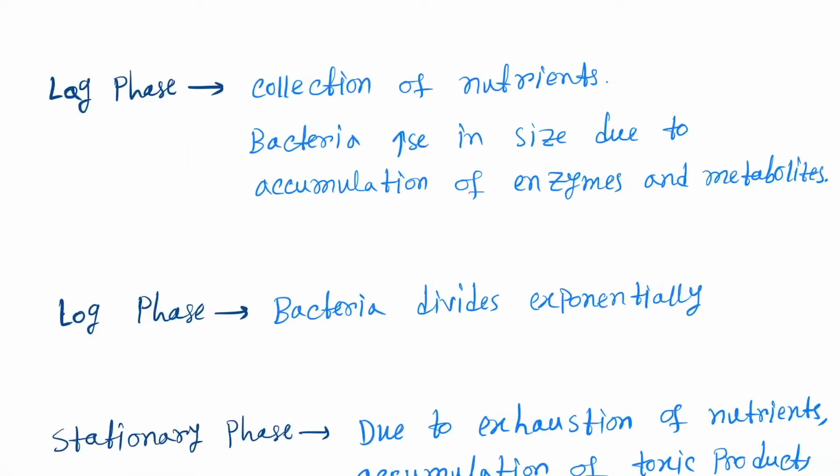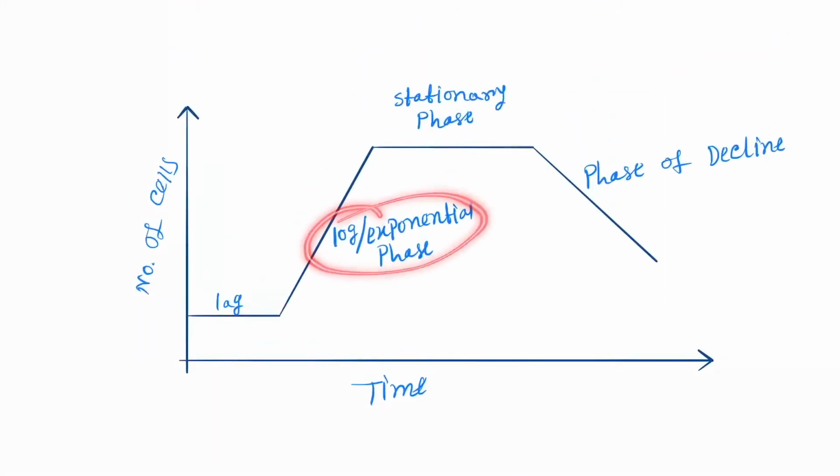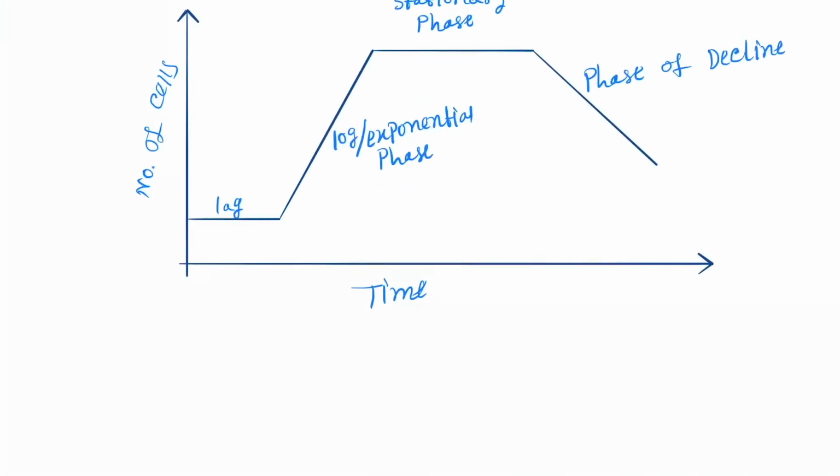So this is the lag phase. In lag phase, the collection of nutrients occurs. As a result, there is an increase in size of the bacteria due to accumulation of enzymes and metabolites. Next is log phase. This is the exponential phase. So bacteria divide exponentially.